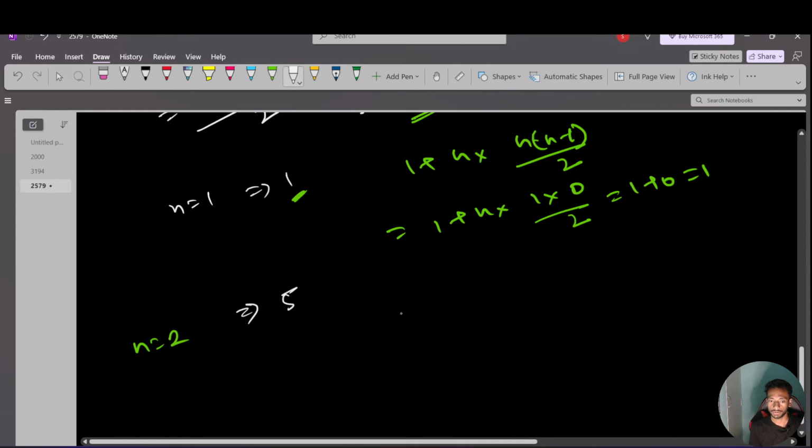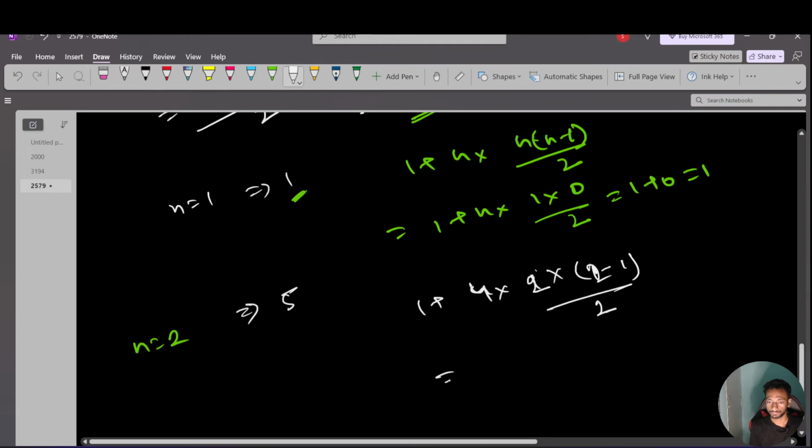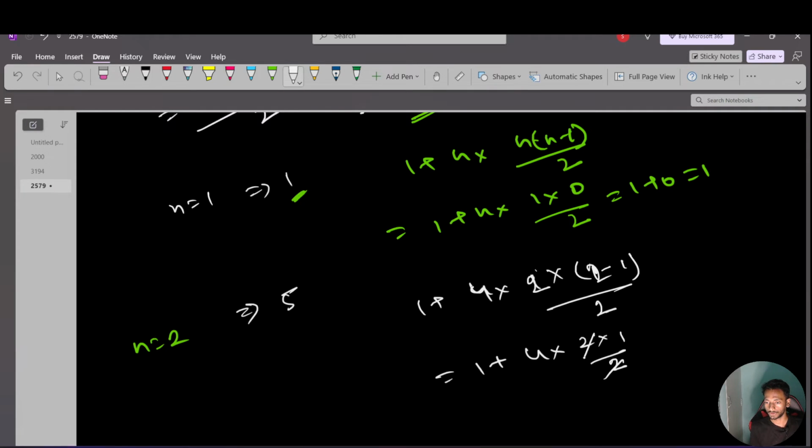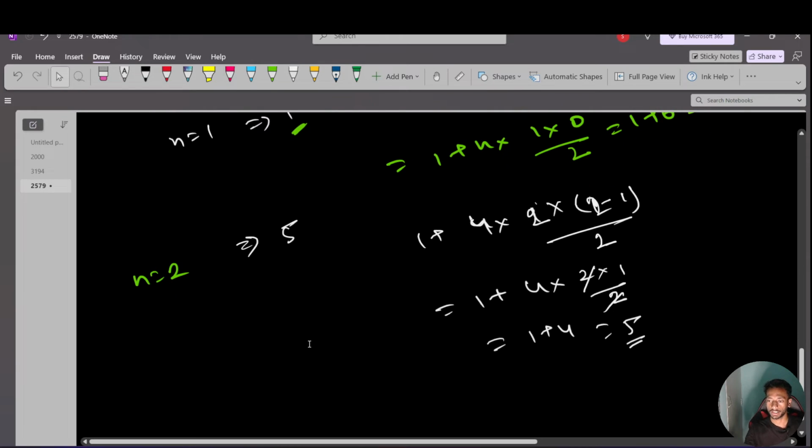Next, for n is equal to 2, the expected output is 5. So let's see whether we are getting 5 or not. So 1 plus 4 into, here n is 2 and 2 minus 1 by 2. So this is 1 plus 4 into 2 into 1 by 2. So this is ultimately 1 plus 4, it is actually 5. Got it? So we are getting the output.